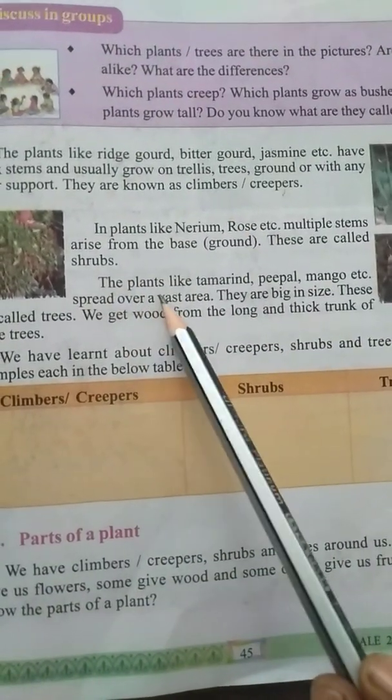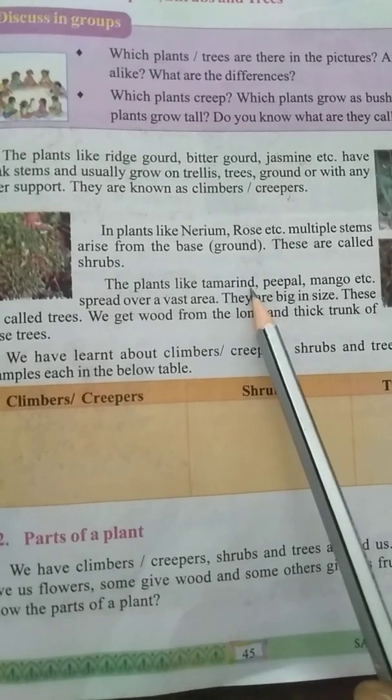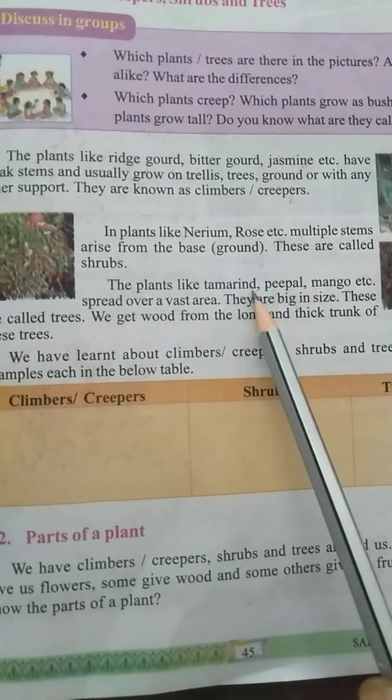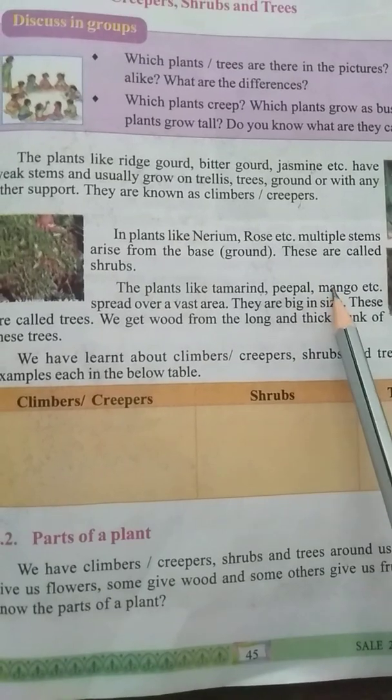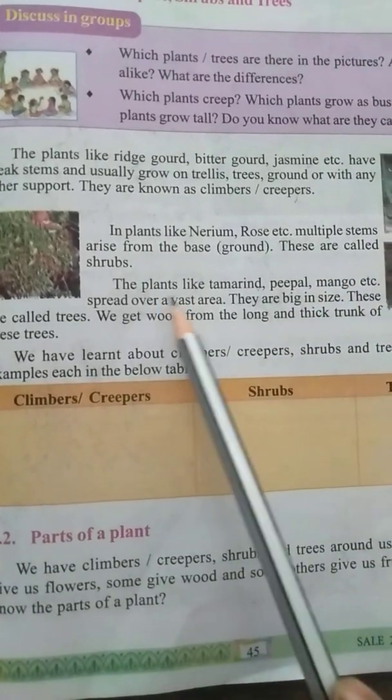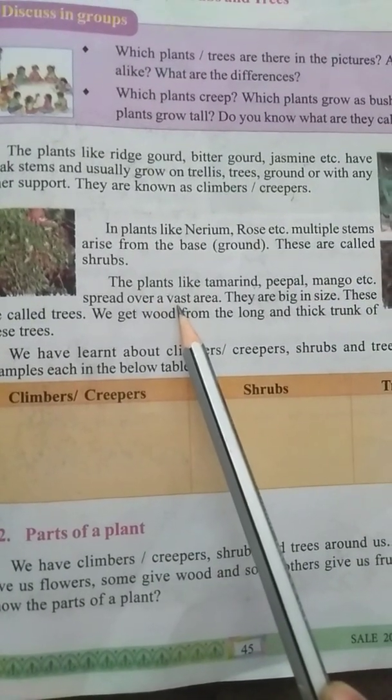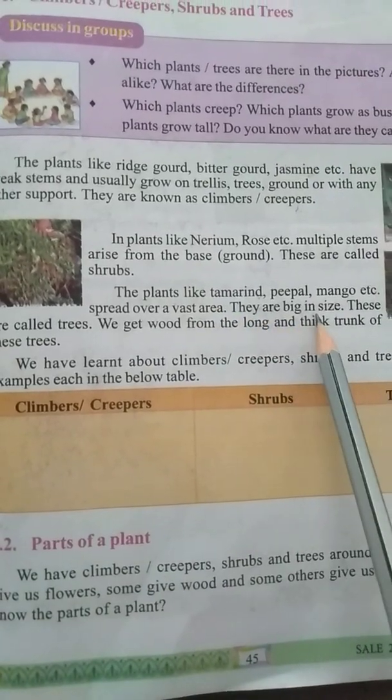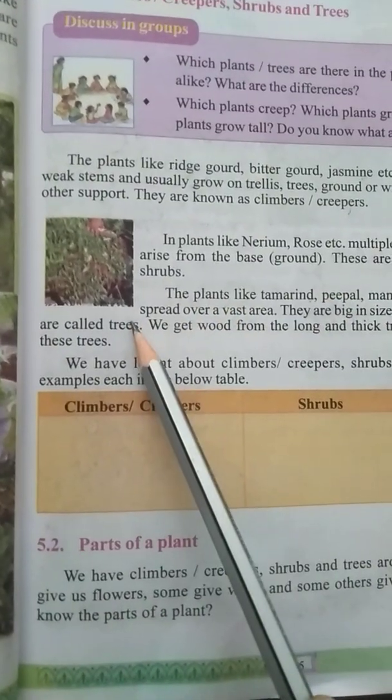Next, the plants like tamarind. Tamarind means chintapandu, peepal tree, mango, etc. spread over a vast area. Vast means a big area. They are big in size. These are called trees.